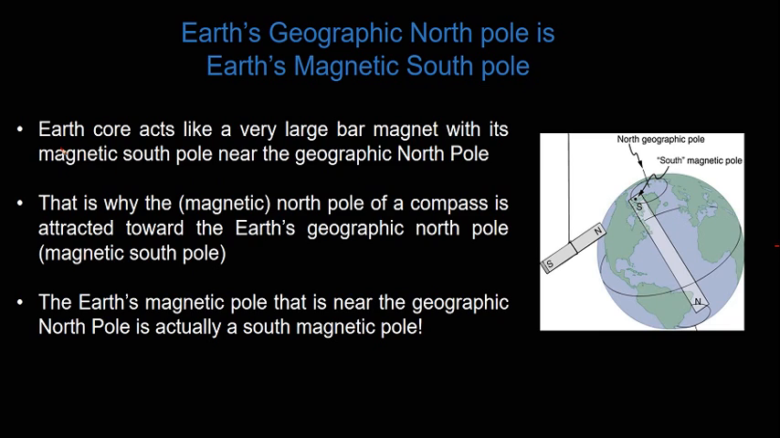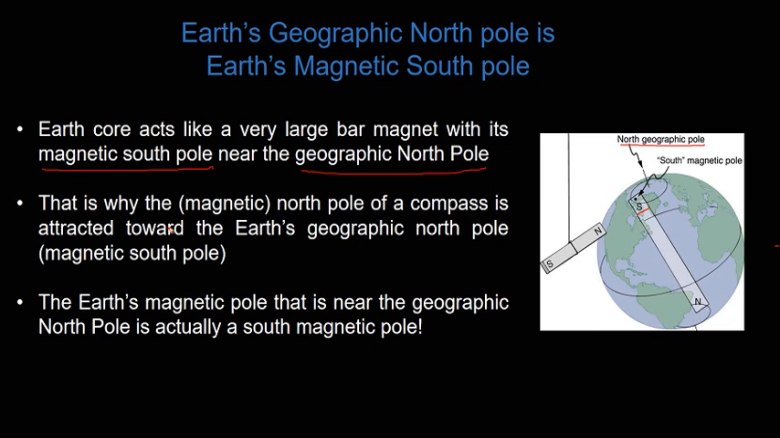As it is written here, the Earth's core acts like a very large magnet with its magnetic south pole near the geographic north pole. This is very important. The south pole of the Earth's magnet is located at the geographic north.